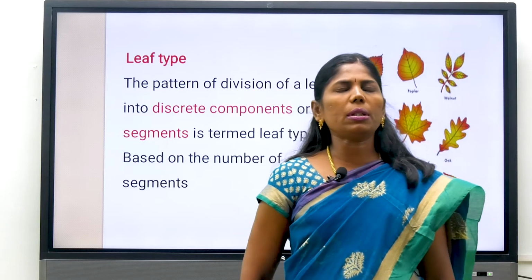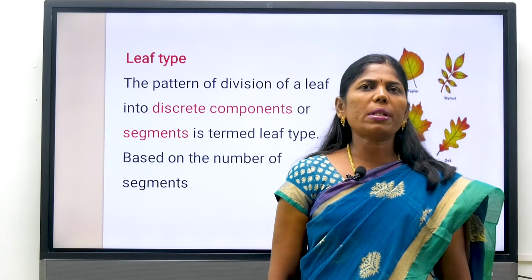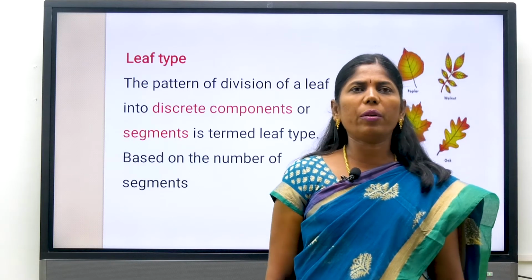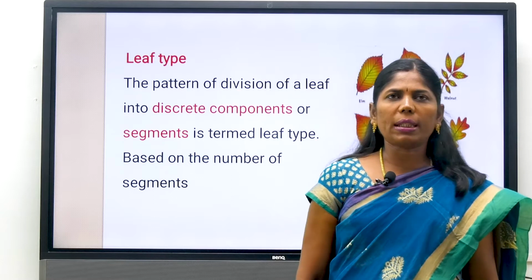So today we are going to learn a very interesting topic, that's leaf type, and here we are going to see so many terminologies. Each and every one is very important for NEET purpose. Okay, shall we start the class?